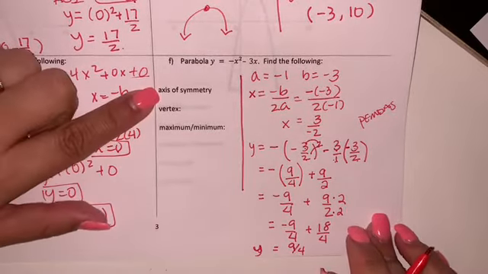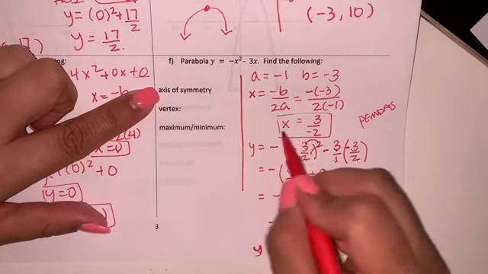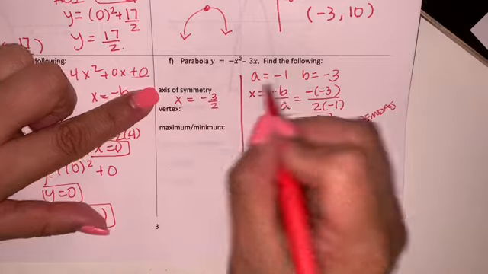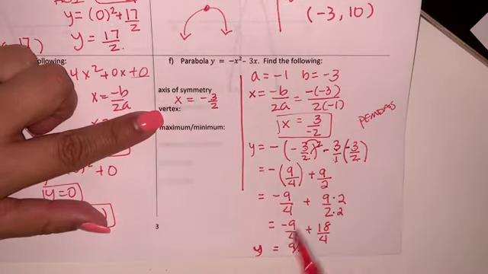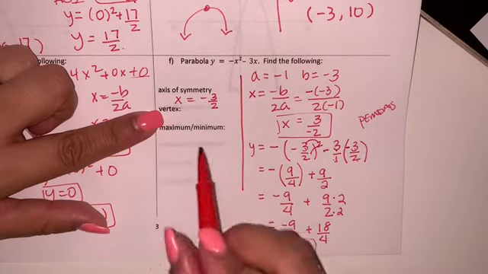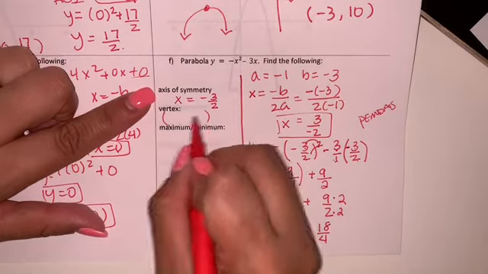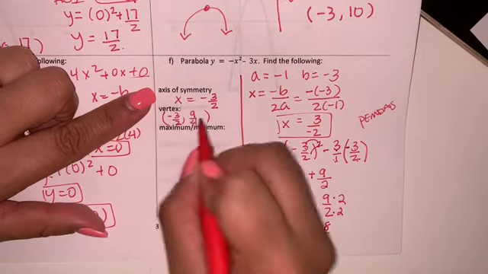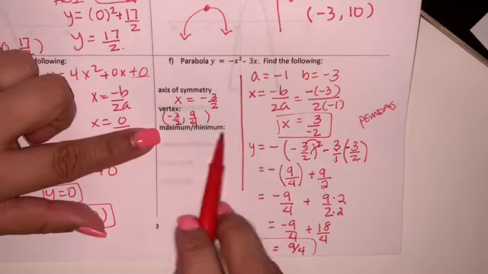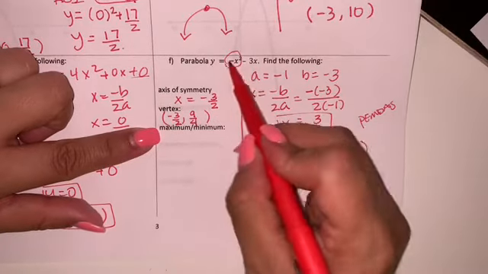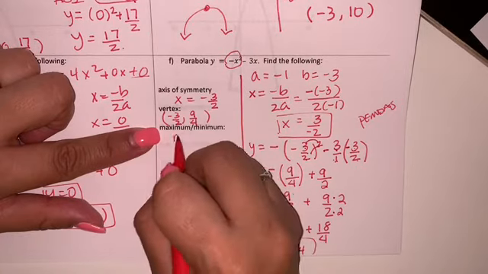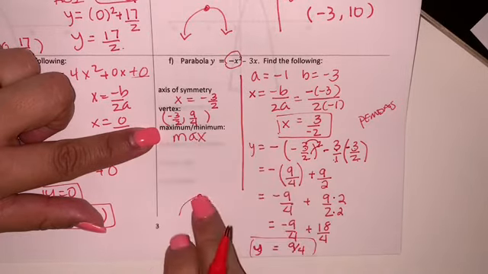Okay, so the axis of symmetry is going to be the x alone. x equals negative 3 over 2. The vertex is going to be the x and the y, and I'm going to put them together. So that's going to be negative 3 over 2, comma, 9 over 4. I need to know if that's a max or a min. My leading term is negative, so when I graph this, it's going to be a max because my vertex is going to be at the top.